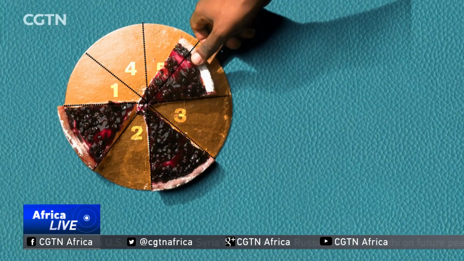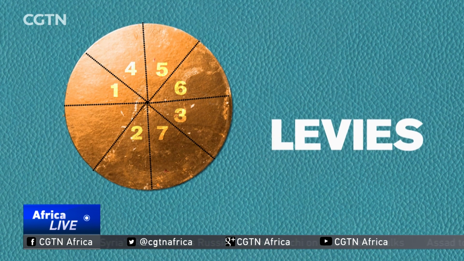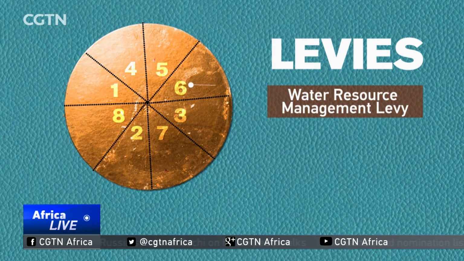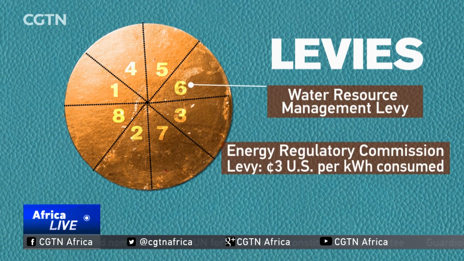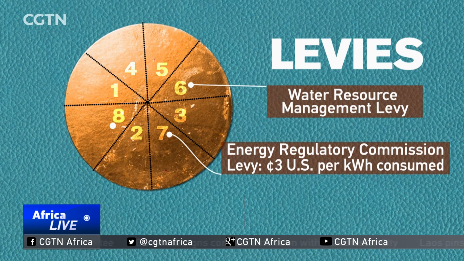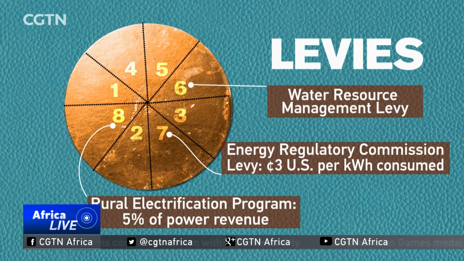The last bits are all about the L word, levies. There is a water levy that goes to the Water Resource Management Authority to take care of all the hydroelectric dams this country so deeply relies on. 3 US cents for every kilowatt hour of power you consume goes off to pay the regulator, the ERC. 5% of all the revenue from all these energy units goes to fund a rural electrification program.